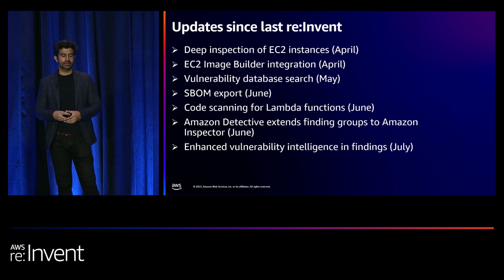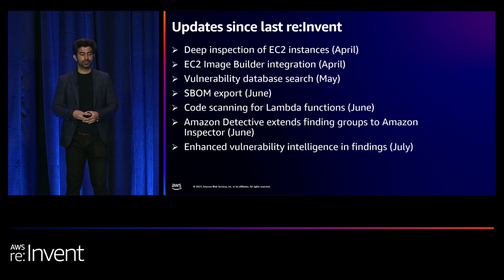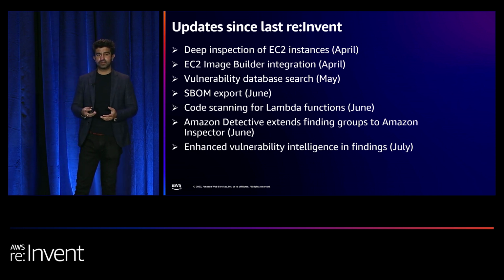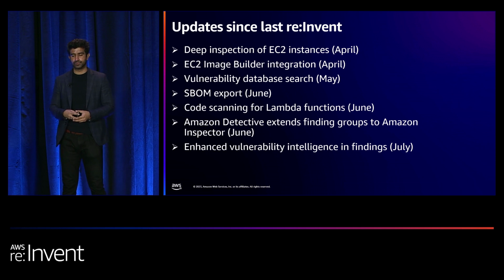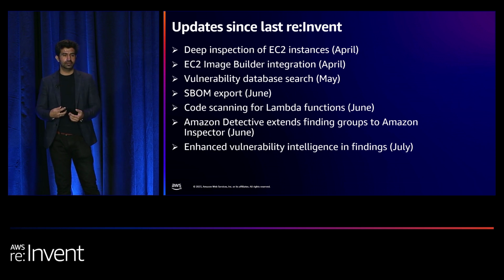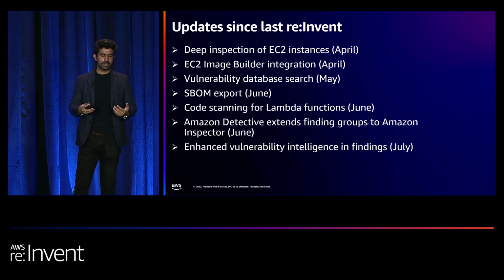We did integrate with EC2 Image Builder. So if you use EC2 Image Builder, you can scan your AMIs while they're built using Inspector. We also exposed our vulnerability database. We ingest data from over 50 sources, including both open source and paid vendors, and our own internal research. So now you can search by CVE ID what we have in our database. Rick already covered SBOM export, so I won't go through that.